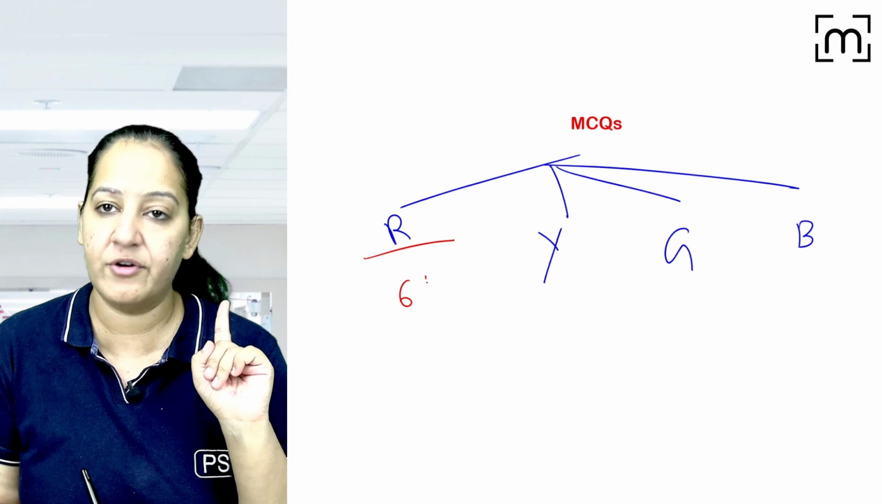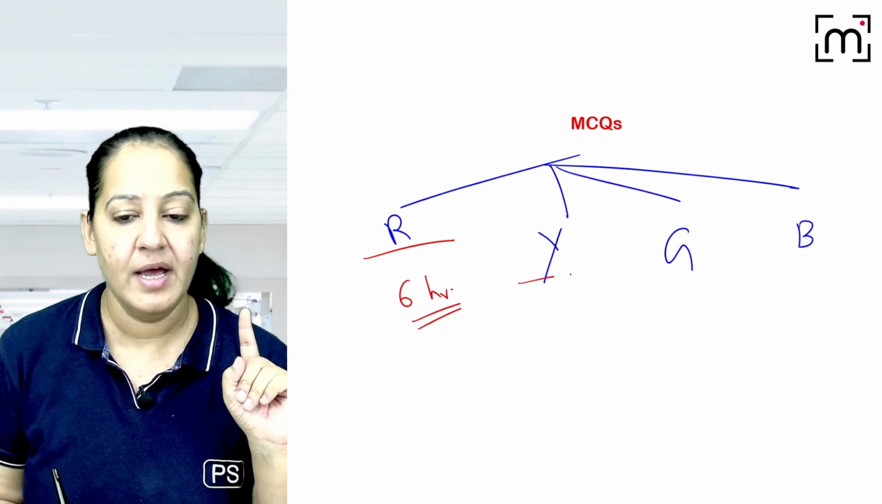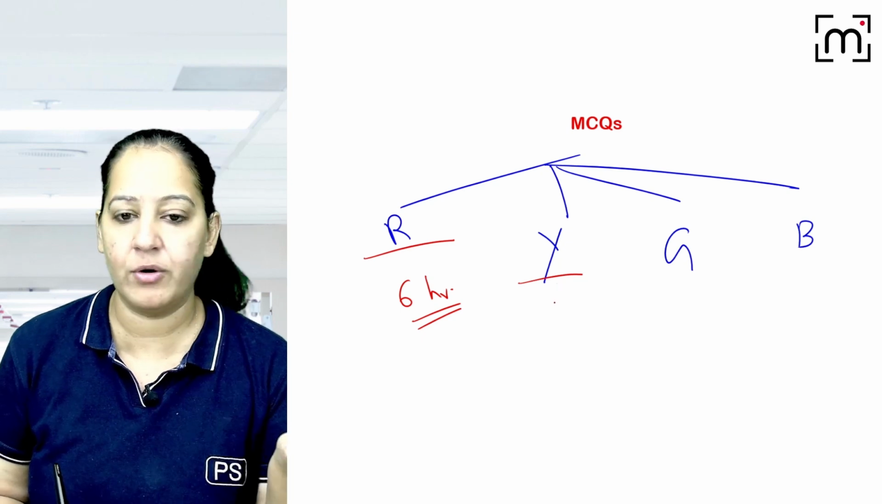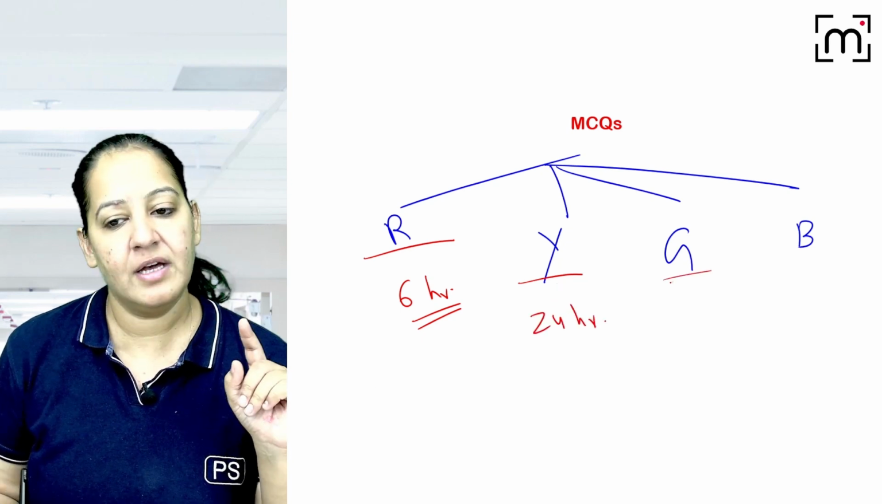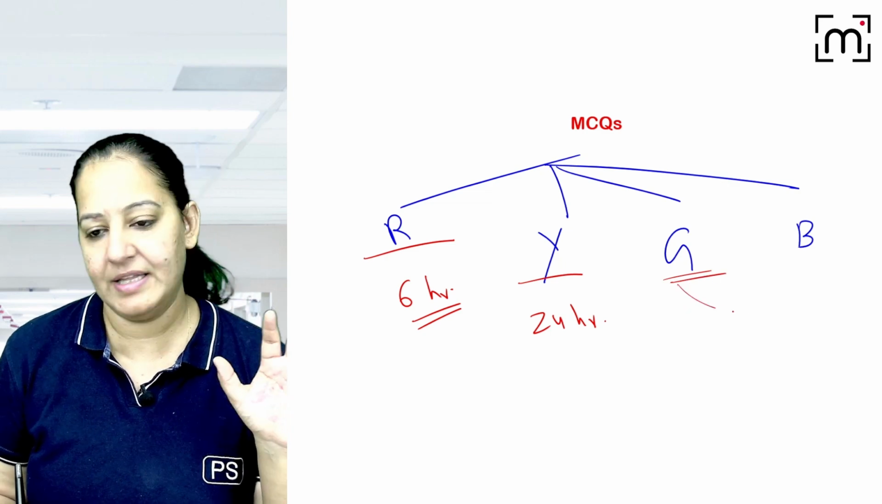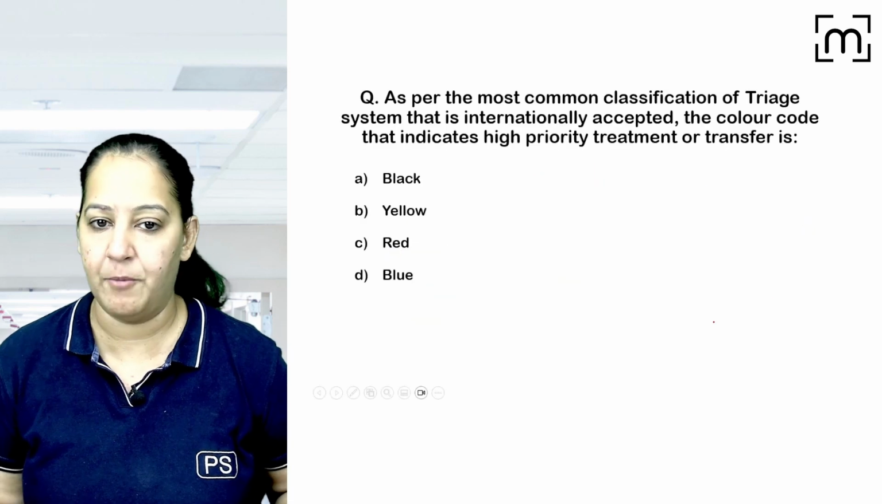We have to treat them within 6 hours and that can be a life-saving surgery. Yellow, the high priority but not the highest. Within next 24 hours also they can be attended. The green, they are the low priority and they can go, and they have very minor injuries. And the black one are the dead, the moribund, right?